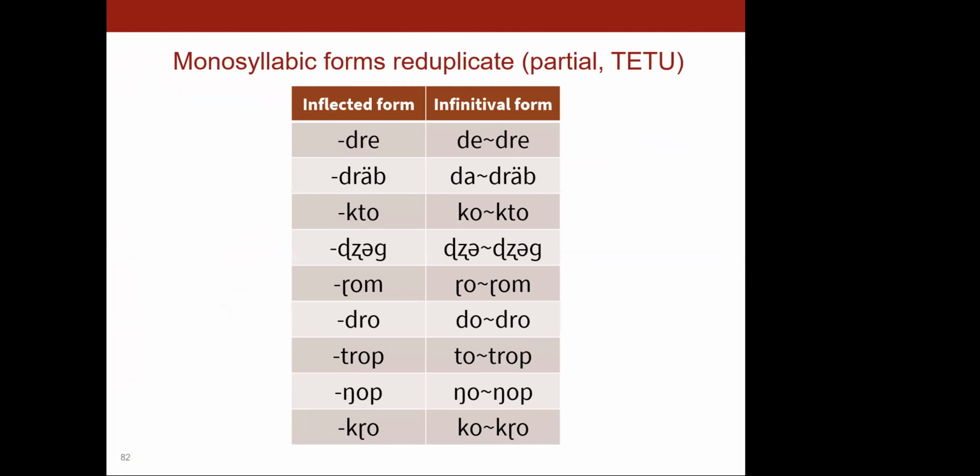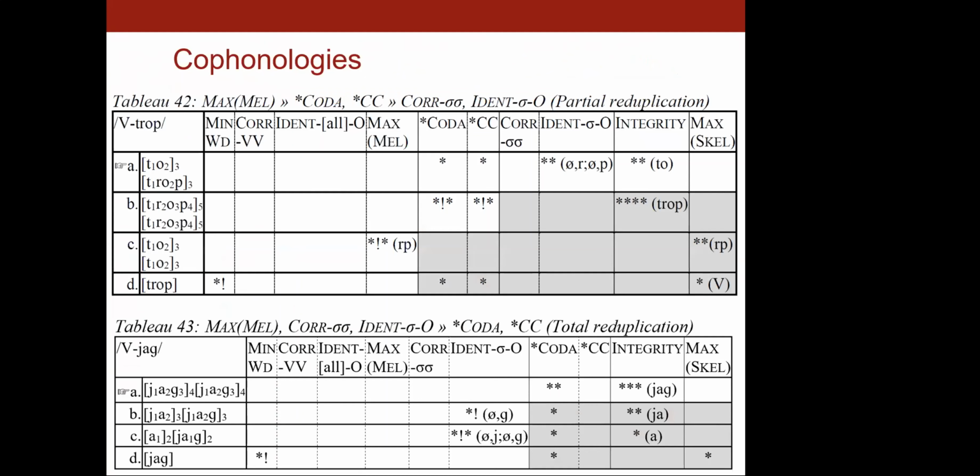So what I did is, in order to have some roots have total reduplication and others have partial reduplication, this motivates the use of cophonologies. So some roots are associated with a phonology in which star coda, so don't have a coda, and star complex onset, if these are ranked above a constraint that says that the two syllables must be exactly identical, then what you're going to get is no coda and no complex onset in the form.